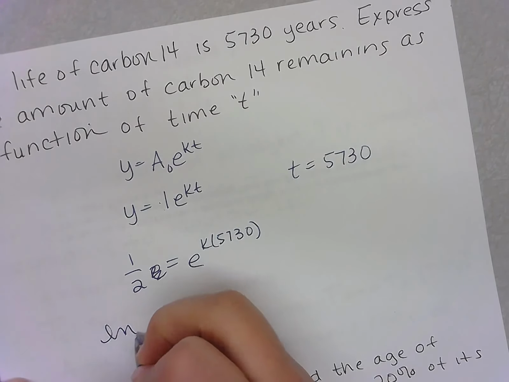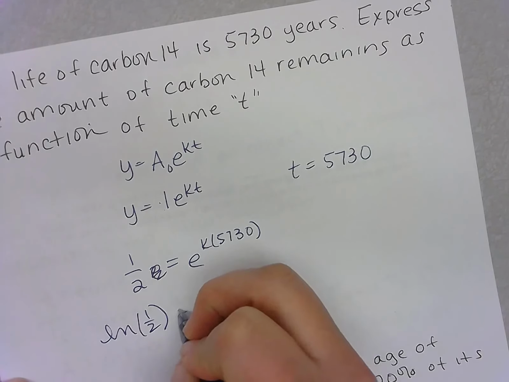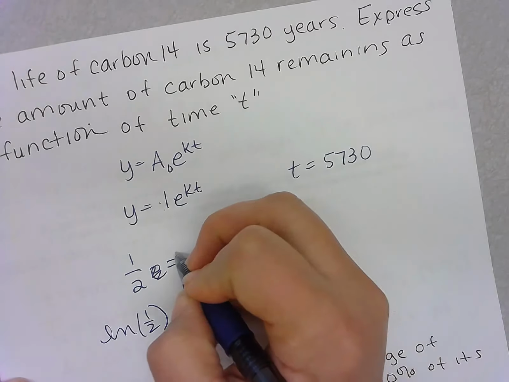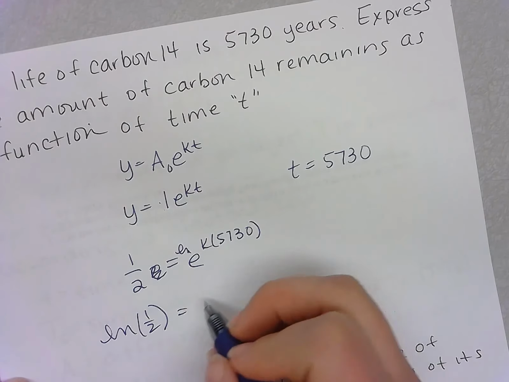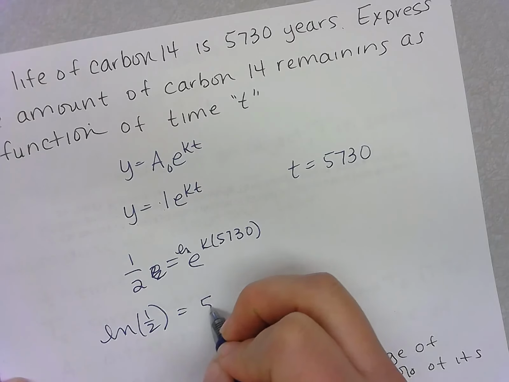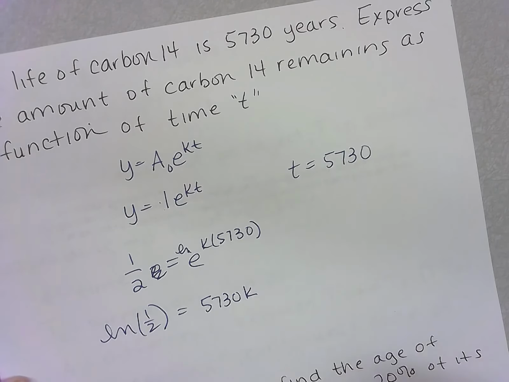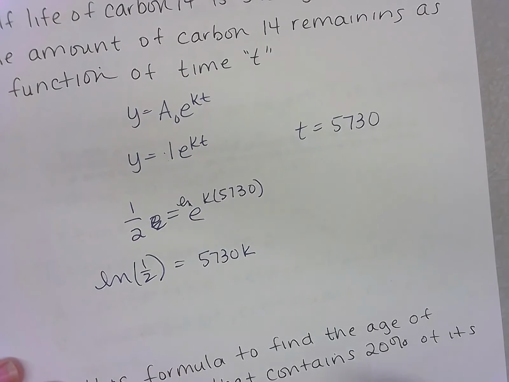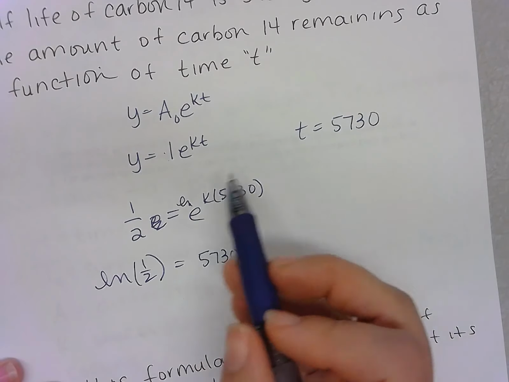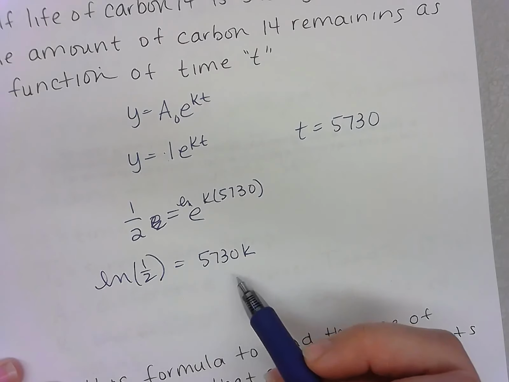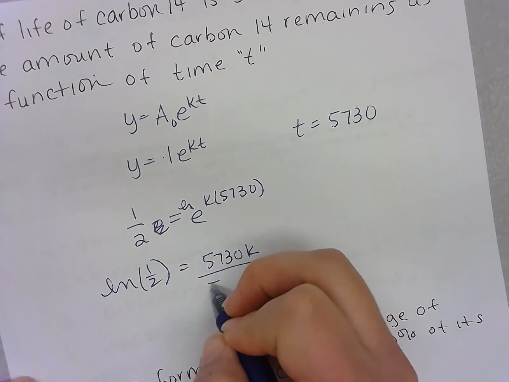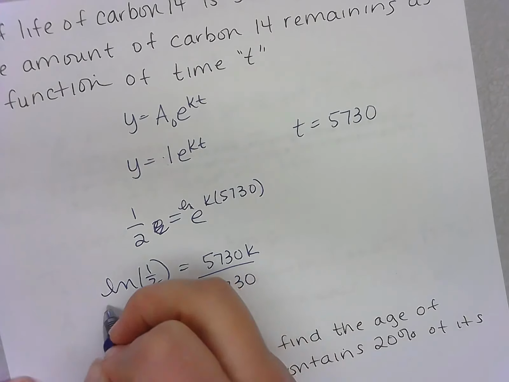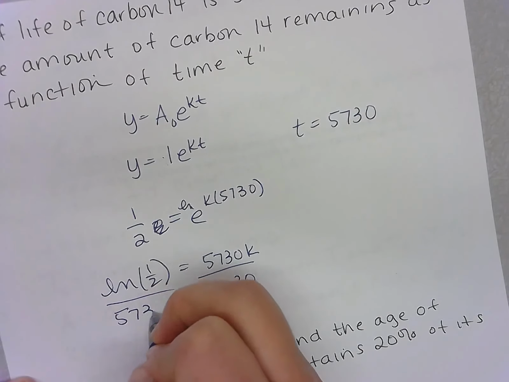So this is the natural log of a half, and when I take the natural log of this side, this just becomes 5730k. I wrote it that way because I like my numbers in front of my variable, and because the natural log of e to anything is just the anything. So now I end up with this, and then I just divide by 5730.